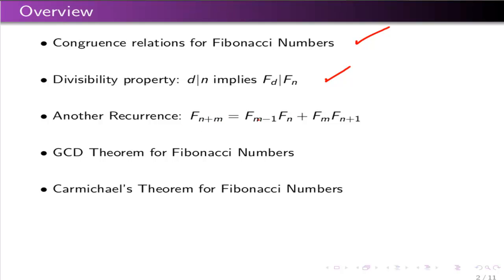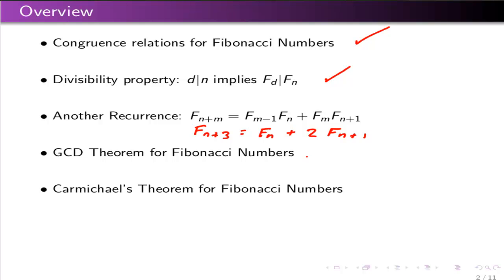We'll see another recurrence that'll give you a formula for the n plus mth Fibonacci number in terms of previous ones. So for instance, with m being 3, it would say the n plus third Fibonacci number is equal to F2, which is 1, so it's the nth, plus 2 times the n plus first.